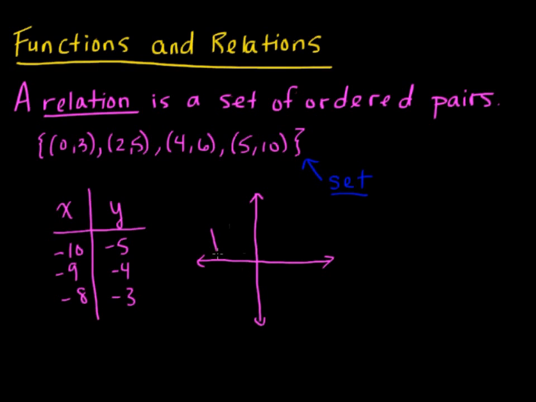So for example, a parabola on a graph is a relation because if you look at it, there's actually an infinite number of ordered pairs that would satisfy that relationship on the graph. Another way to represent a relation would be using an equation. For example, a linear equation, y = 2x + 1. This equation represents all of the x and y values that together form the ordered pairs that would satisfy this relationship.